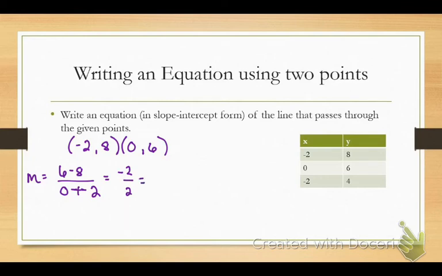Now it does reduce. Is it going to be reduced to -1 or +1? -1 over 1, or you could just say -1. That's important because when you go to write your equation, y equals -1x. Now, you could just say -x. What's my b? 6. It's paired with the x value of 0.